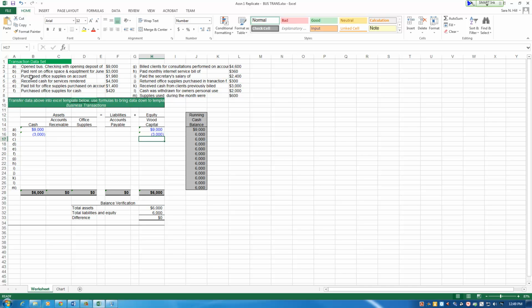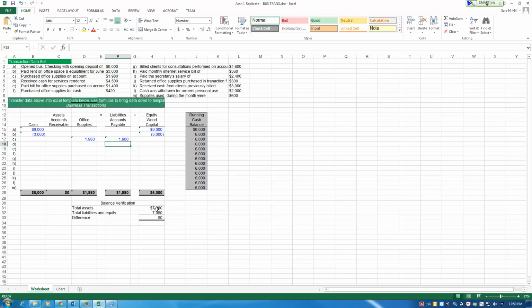C, purchased office supplies on account. Well, the key here is on account, so if we purchase on account, we're not actually spending cash at the moment, but our office supplies is sure increasing. So let's do a formula there and grab our $1,980. Okay, but since we bought them on account, our liability has now increased as well, so we'll drop that in there. Still have a difference of 0, so let's keep moving on.